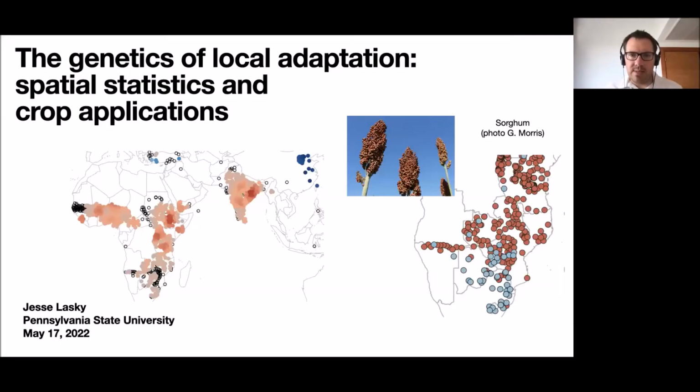So today I'll be talking about some spatial statistics we're using to try to understand local adaptation and spatial patterns in ancestry, and then also how we can maybe try to apply some of our knowledge to crops. For a long time, about as long as I can remember, I've been interested in spatial pattern. I think a lot of people are interested in spatial pattern, and it's partly because of how our sensory systems are geared. We're very good at recognizing spatial patterns.